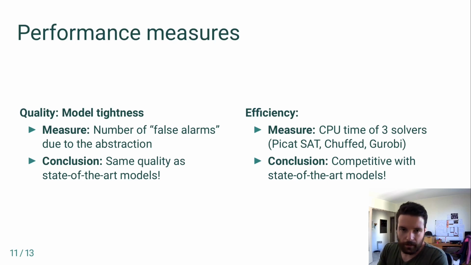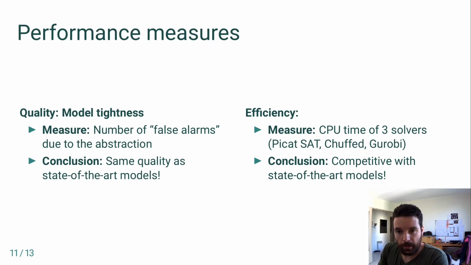So let's discuss performance measures. We consider 2 criteria. First, the quality, which is the model tightness. For each of the instances, we are registering the number of solutions we believe are valid in step 1, but are not valid in step 2. And what we noticed is that we get the same quality compared to the state-of-the-art models.